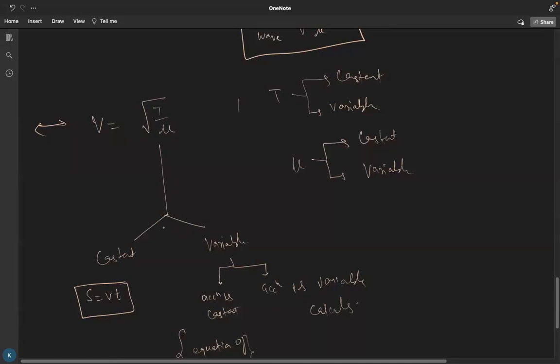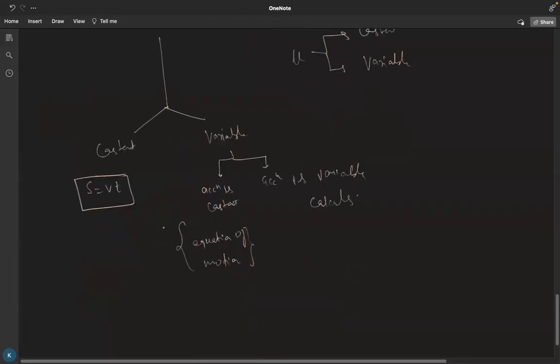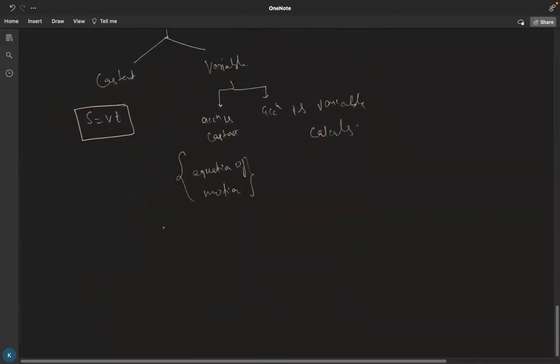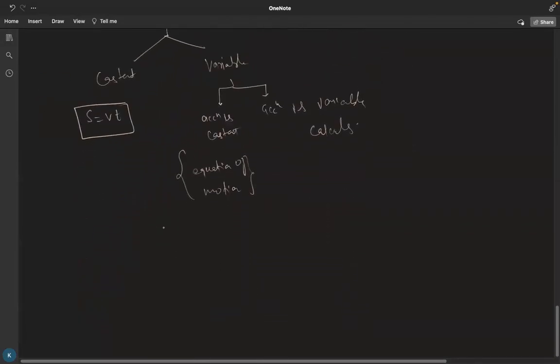Now the two things we are getting. If the speed is constant, we can easily apply the formula distance is equal to speed into time, S is equal to Vt. When the speed is variable, then again there are two things happening. Either the acceleration is constant or the acceleration is variable. When the acceleration is constant, we are able to apply the equations of motion here. And when the acceleration is variable, we are able to apply calculus, which is integration and differentiation. Right.